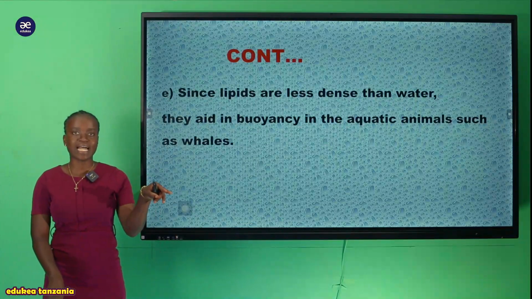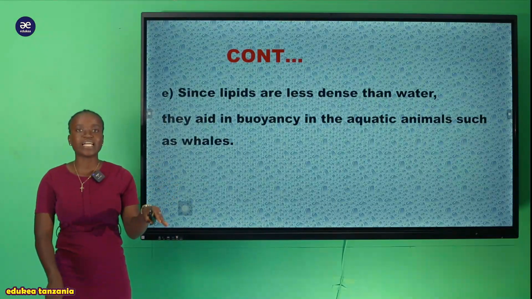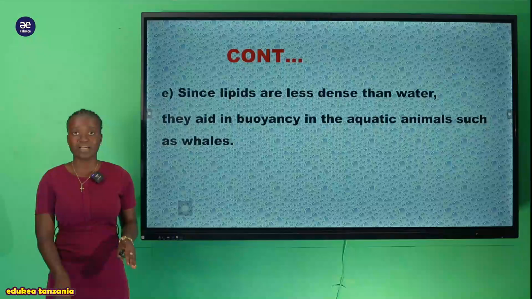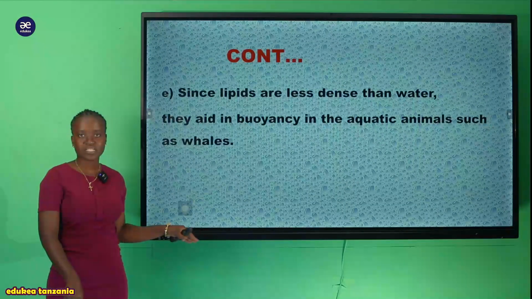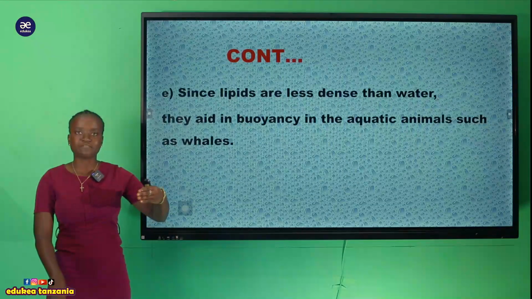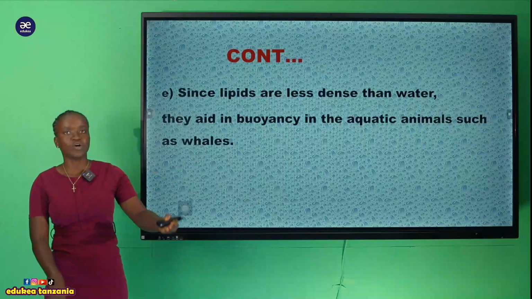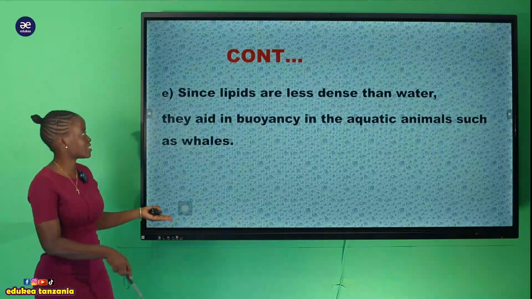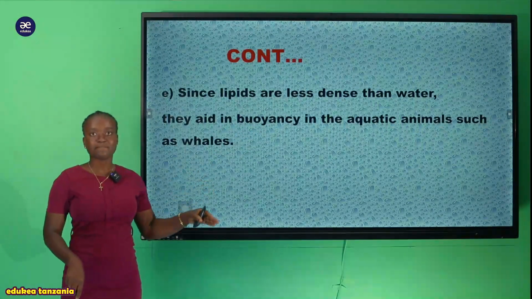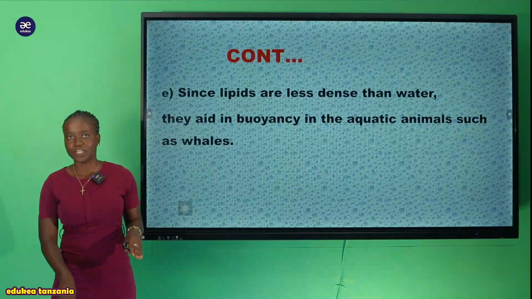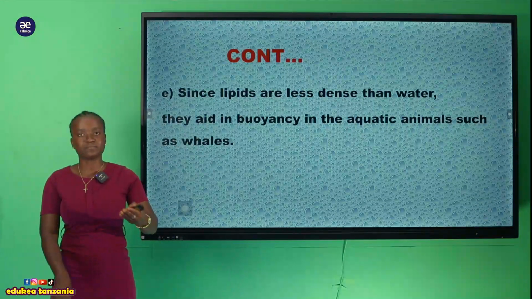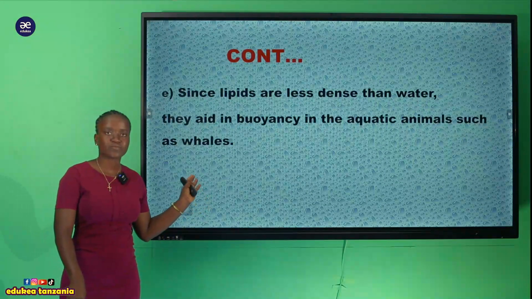We have the aquatic animal, that is the whale, nyangumi. The whale can float while in the water. While the whale is an animal, remember, it has this tendency of living within the sea or within the ocean. It's just because there is a presence of a lipid in their body, so they help them in buoyancy within the water.